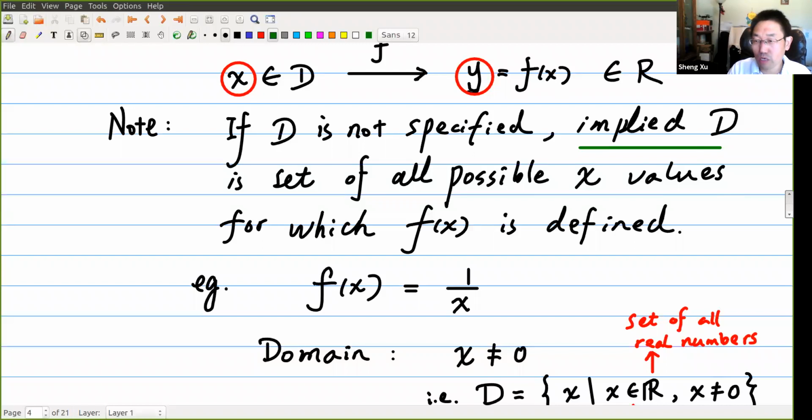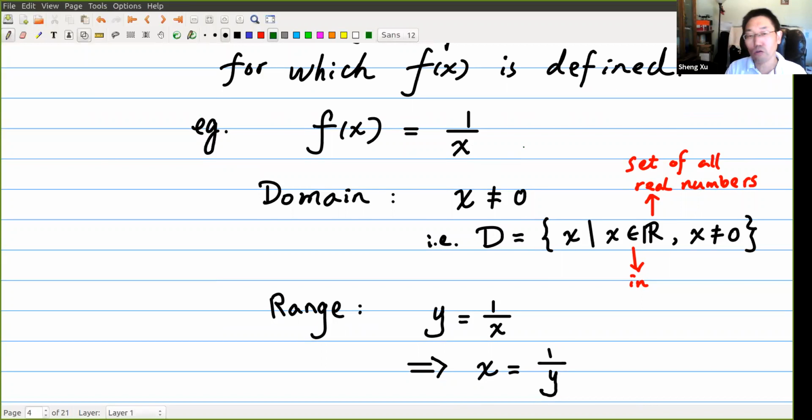So for example, if I give you a function f(x) equals 1/x, that's my mechanism, 1/x. I don't tell you the domain, then you say, oh, this function is given an input x, I'm going to find its reciprocal, right? So 1/x. Of course, we know you cannot divide by zero. That's the only restriction. So the domain is what? x is not equal to zero. Clear?